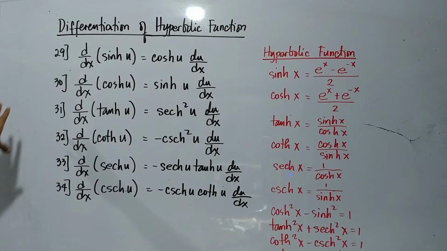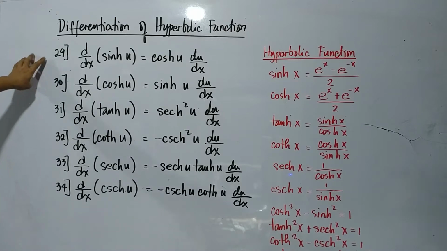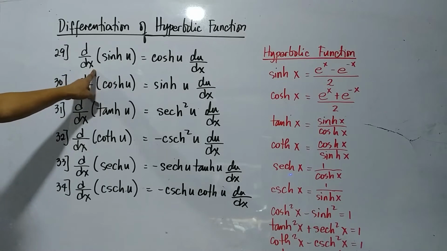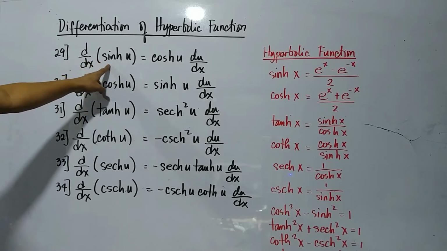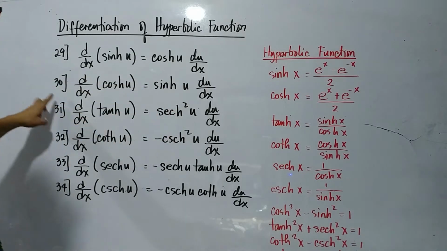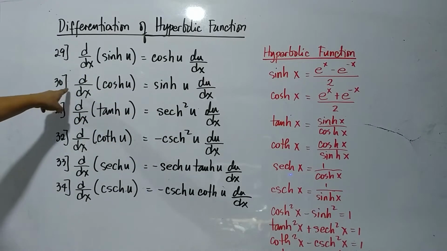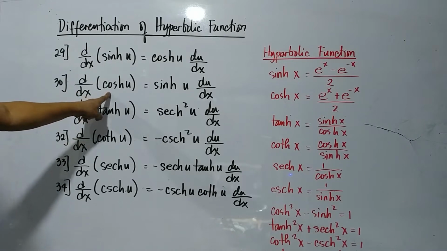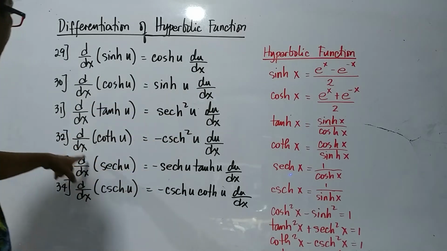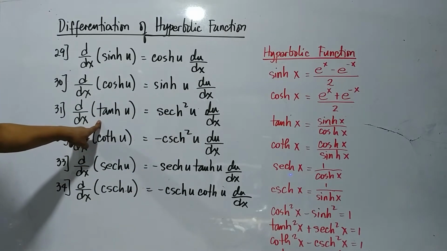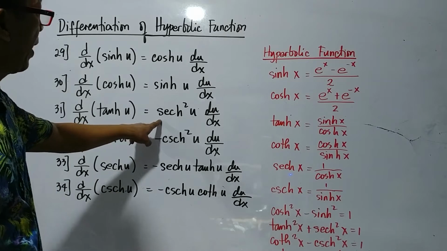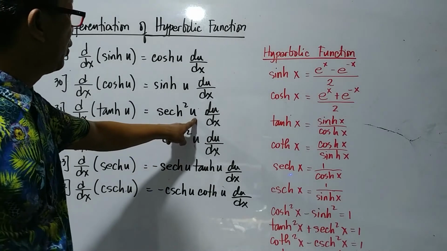So for the differentiation of hyperbolic functions, we have our formula number 29. The differential of hyperbolic sine u is equal to hyperbolic cosine u du/dx. The differential of hyperbolic cosine u is equal to the positive hyperbolic sine u du/dx. And the differential of the hyperbolic tangent u is equal to the square of the hyperbolic secant u du/dx.